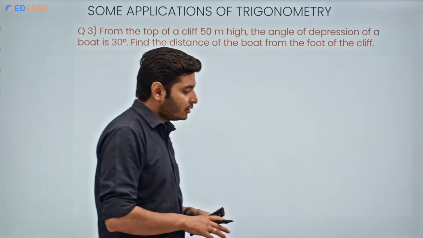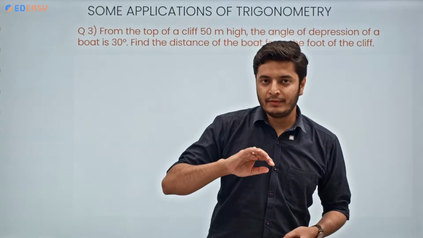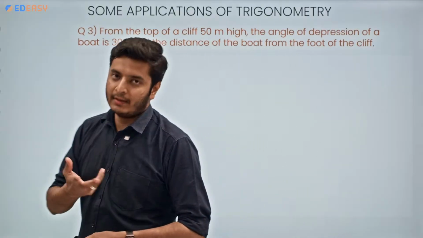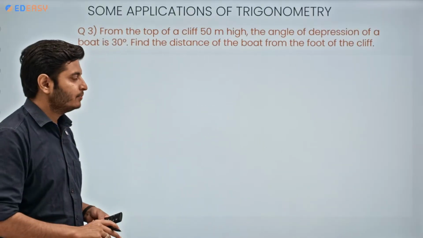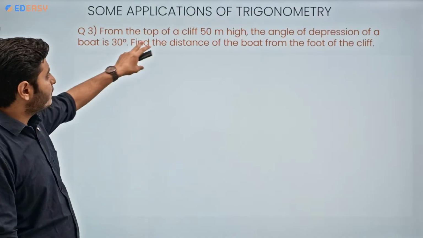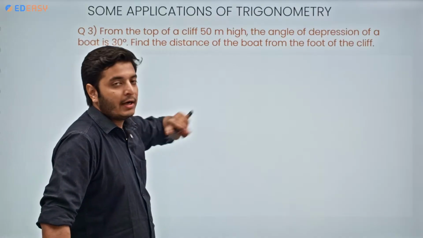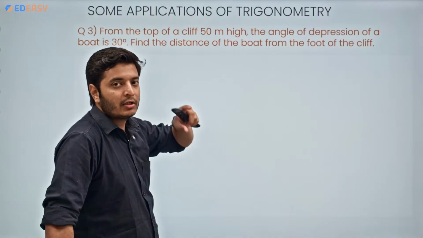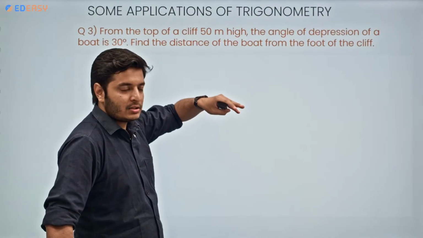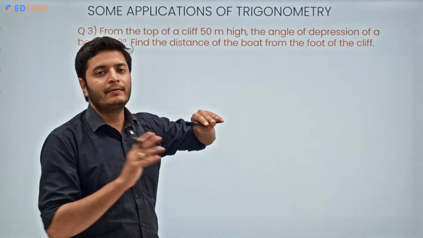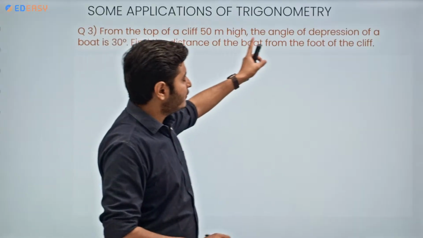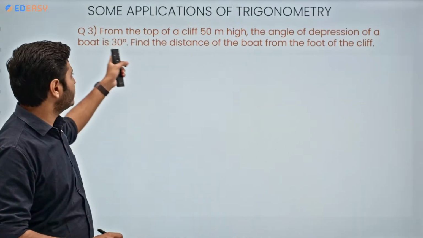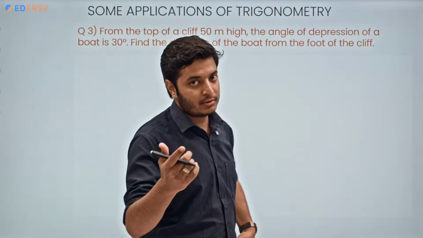Now, this time we are going to see a problem where we need to apply the logic a little bit differently. Now, from the top of a cliff, 50 meters high. So it means we are talking about a cliff which has a height of 50 meters. The angle of depression of a boat is 30 degrees.